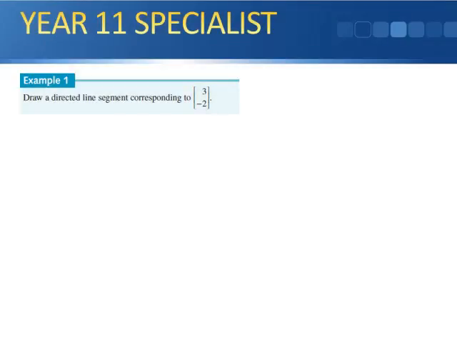Example 1 says draw a directed line segment corresponding to 3, -2. So I'll quickly draw my axis. I probably should have had my axis already drawn here. There it is. Y, X, it doesn't matter where you start. I'm just going to put some units in here: 3, 1, 2, -1, -2. I'll mark my 0 in there. I'm going to start up here. There we go. That's my A point.